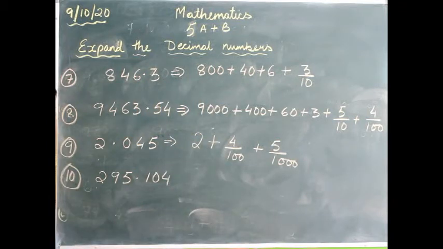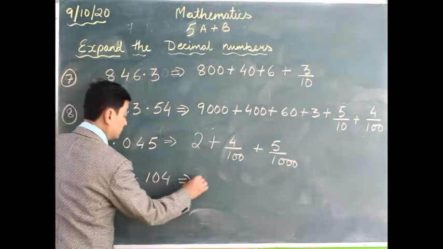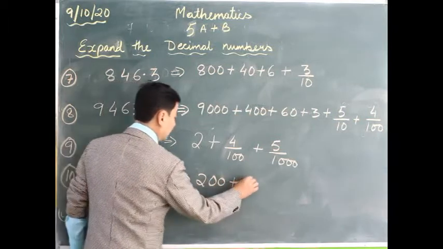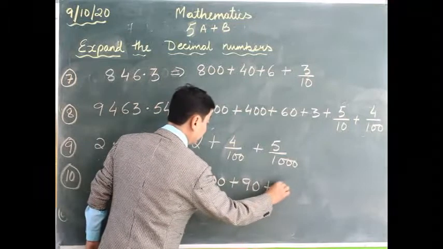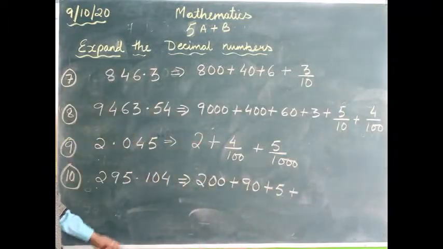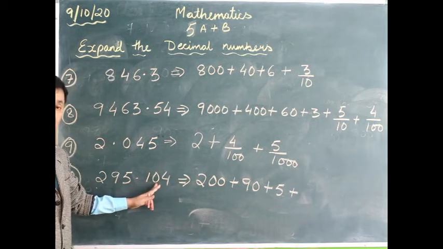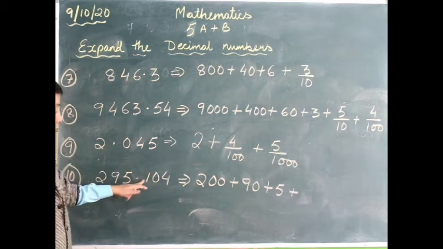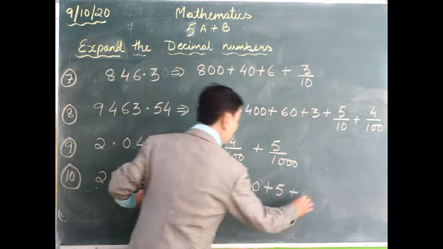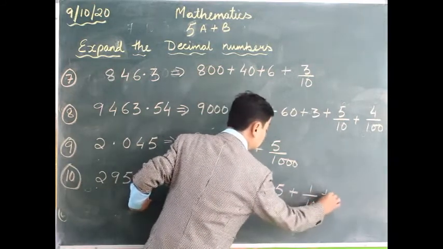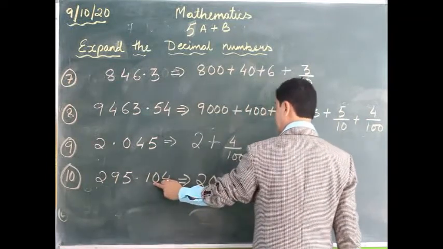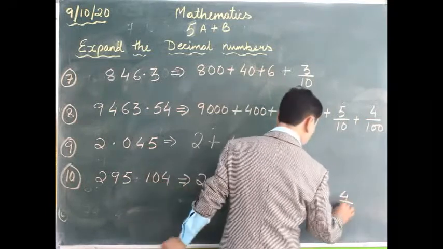Okay? Did you understand? Now let's do this number. 295. Let's look at the number that is before the decimal point. 295. 200 plus 90 plus 5 plus, let's first say the place value. Tenths, hundredths, thousandths. Here you need not write the hundredths because there is a 0. So 1 is in which place value? 1 tenth plus, let's not write hundredths because it's a 0. So we have 4 thousandths.